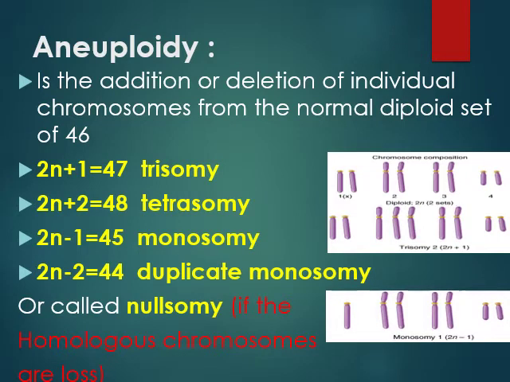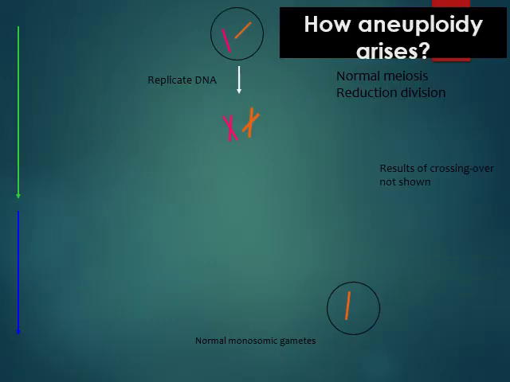This image shows trisomy, the diploid number, and monosomy. How does aneuploidy arise? The chief cause of aneuploidy is a mistake in meiotic or mitotic division, leading to unequal distribution of one pair of the homologous chromosomes to the daughter cells.